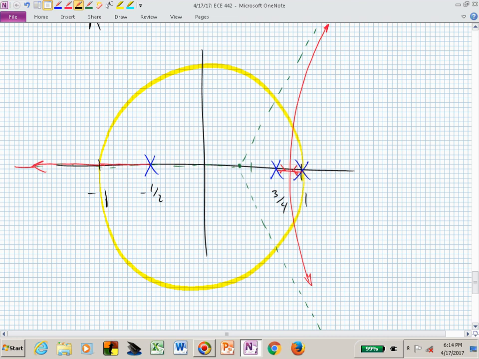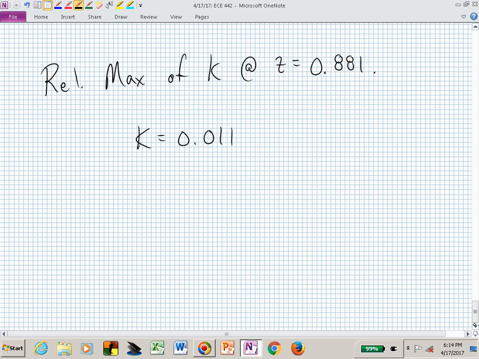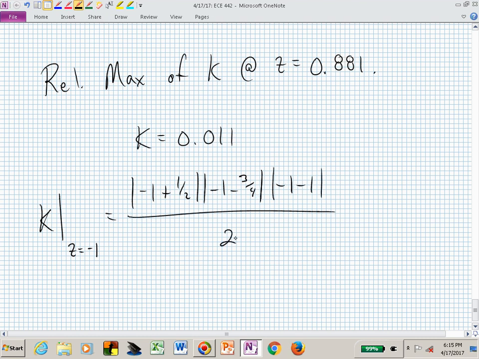that's when one of these branches is leaving the unit circle. That may be later than when these two branches on the right leave the unit circle, but let's at least find the gain value to get us outside the unit circle on the left-hand side. Since that's pretty easy or clean to determine, we can now say k evaluated at z equal to -1 is going to be -1 plus 1/2, -1 minus 3/4, -1 minus 1, all divided by 2.